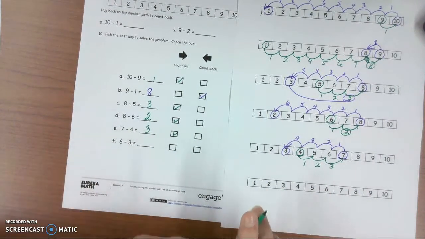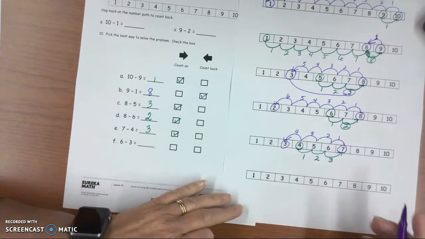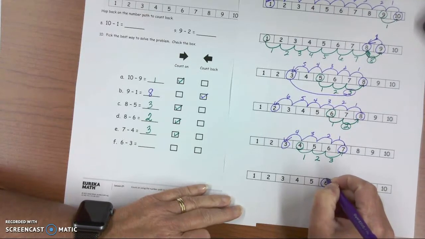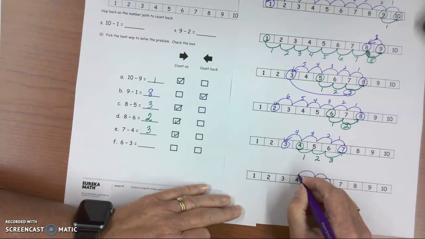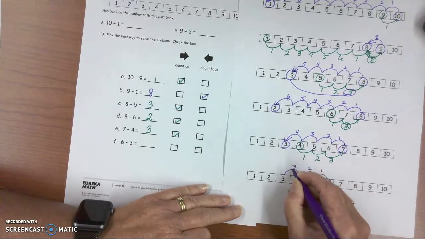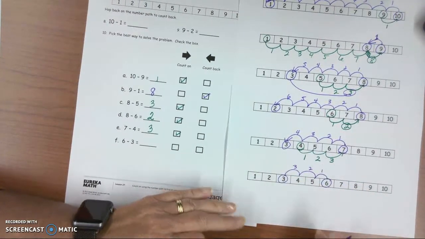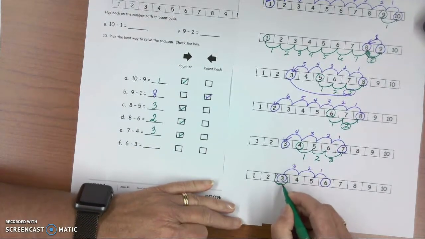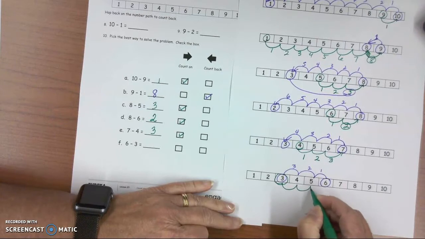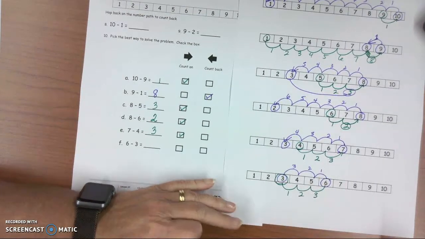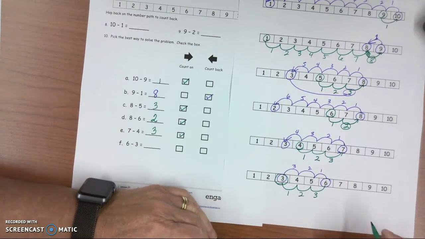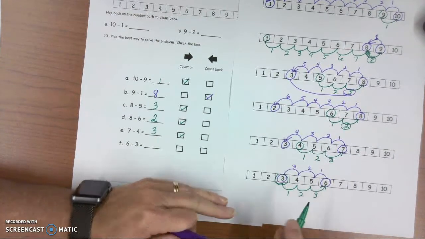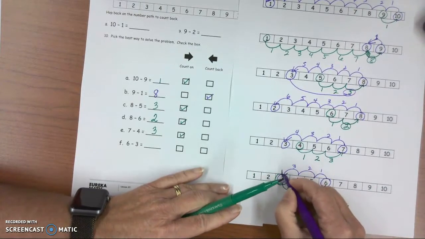Let's try this last one. We have 6 minus 3. 6 is where we start and we subtract 3, or it's 3 hops back. 1, 2, 3 hops back, and our difference is 3. Or we start at the number 3, which is what we were subtracting, and count to 6. 1, 2, 3. We still have 3 hops. So on this problem, you have 3 hops counting on, you have 3 hops counting back.